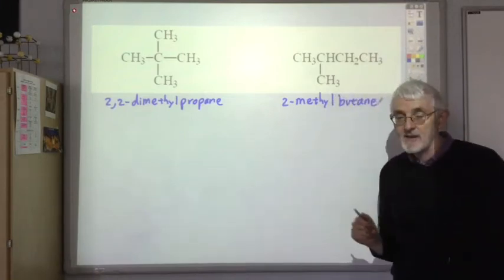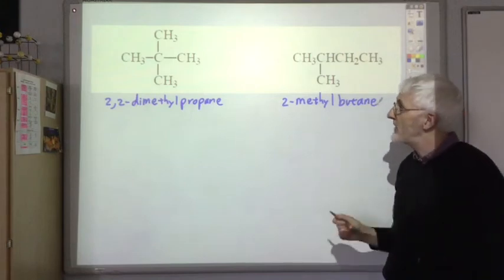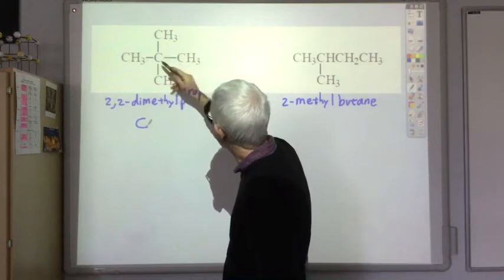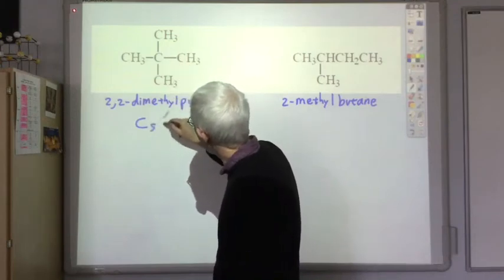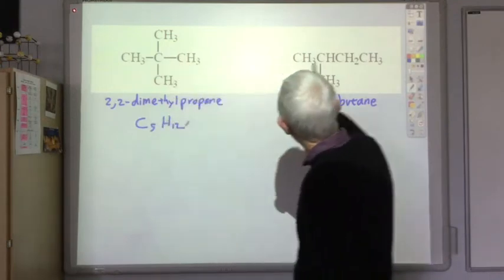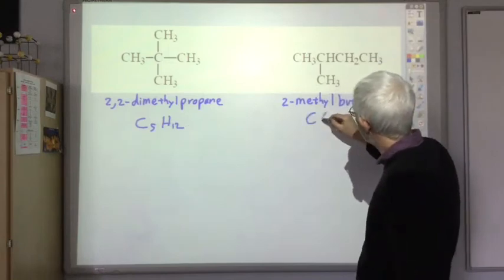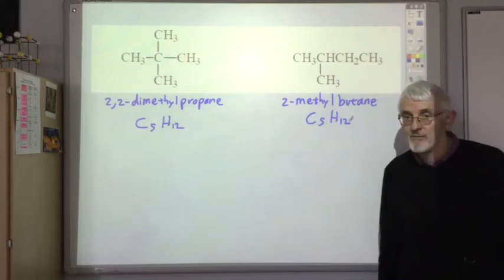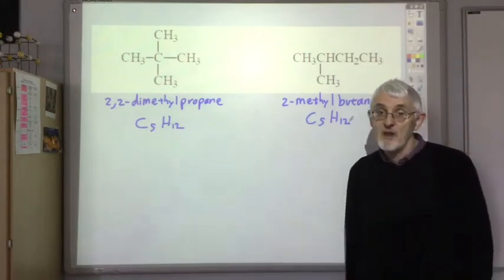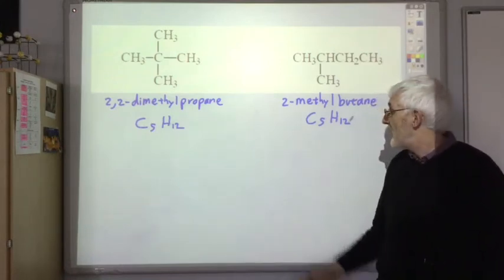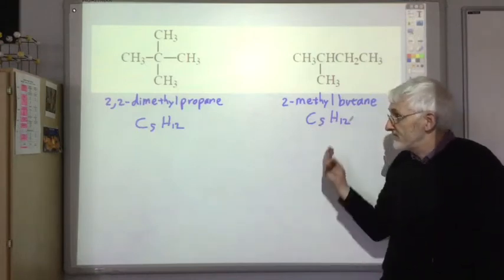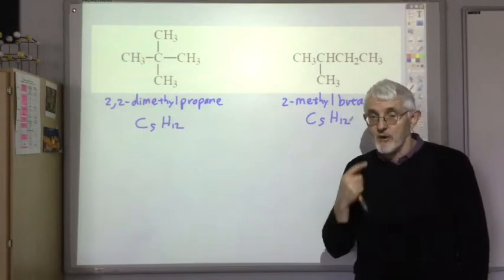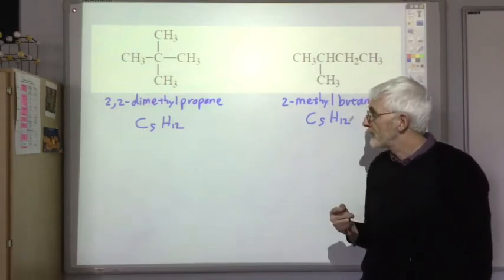But the interesting thing in this case is if you write out the molecular formula for this, it is carbon 1, 2, 3, 4, 5, C5H12. And the molecular formula for this is C5H12. They both have the same molecular formula. So this is one of the limitations of molecular formula. If you know you've got C5H12, you don't know if you've got this molecule or this molecule. So structural formulas are far more useful.